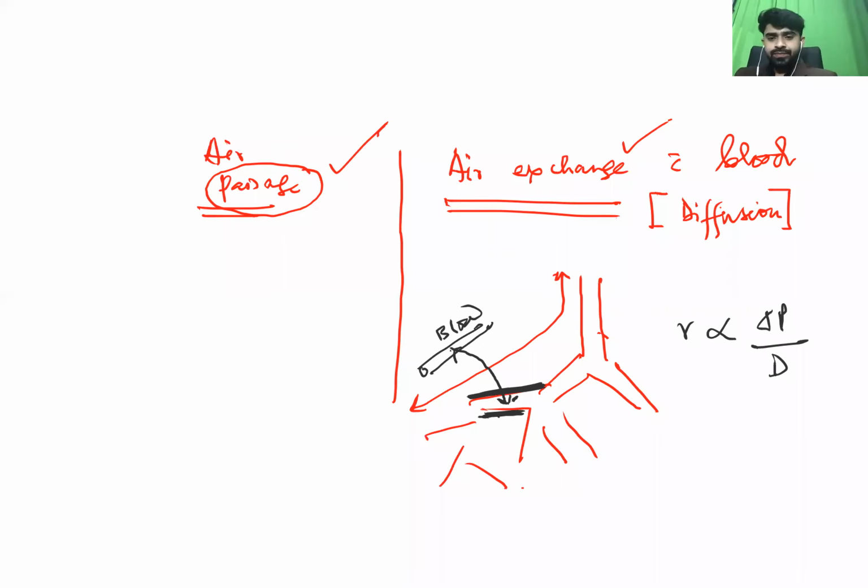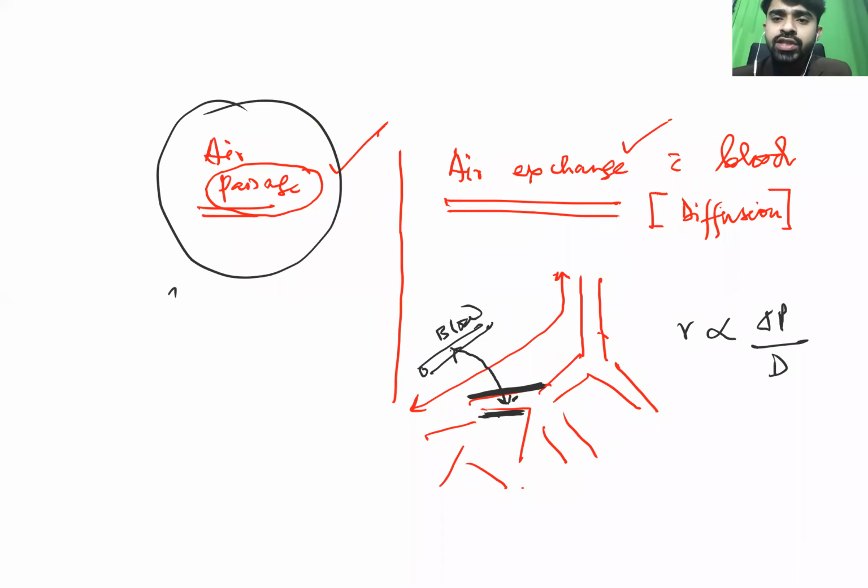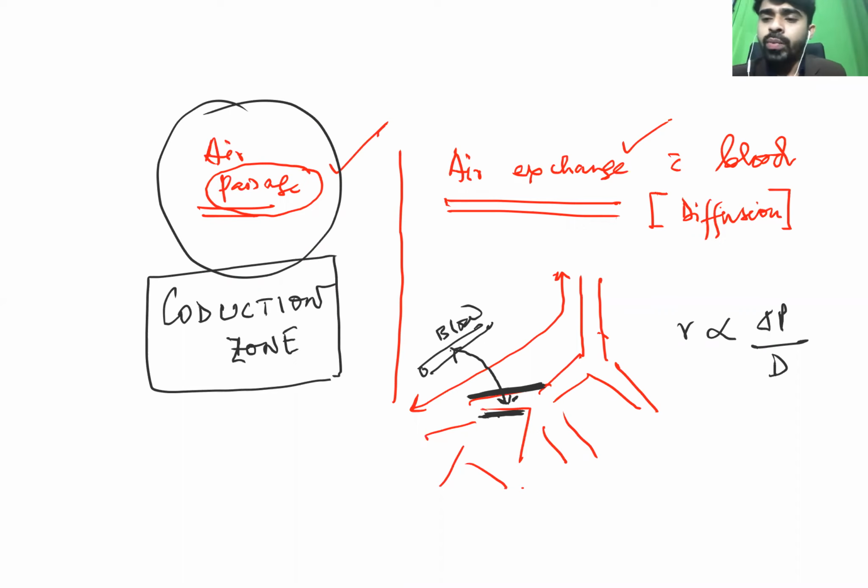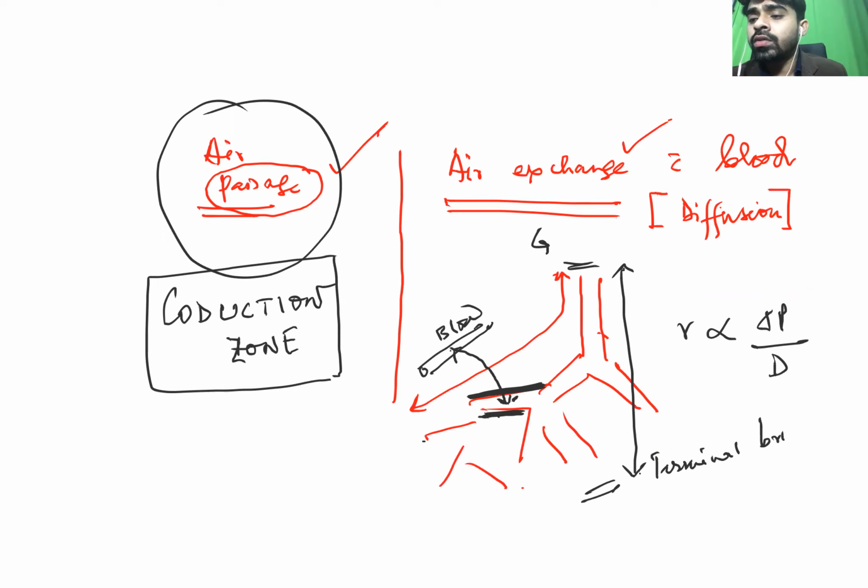So what is the role of this area? This initial area of the air pipe is only for air passage, and that is called the conduction zone. But if you go beyond it and reach up to the terminal bronchiole, I mean from the glottis to the terminal bronchiole, that is the conduction zone.